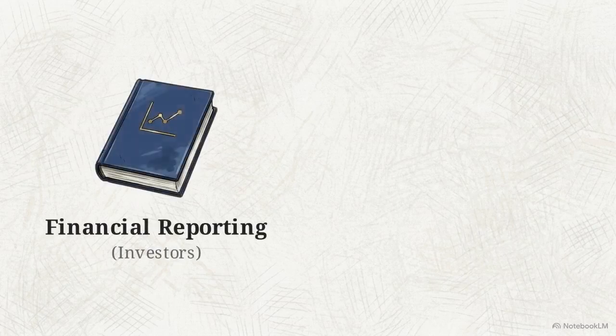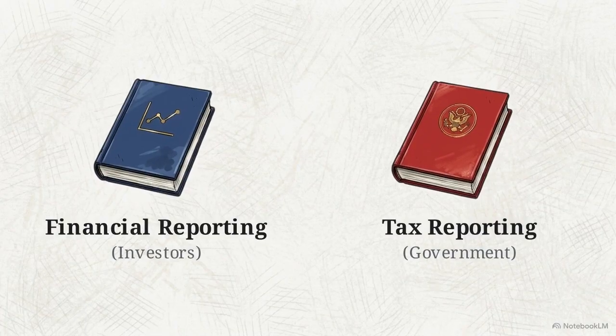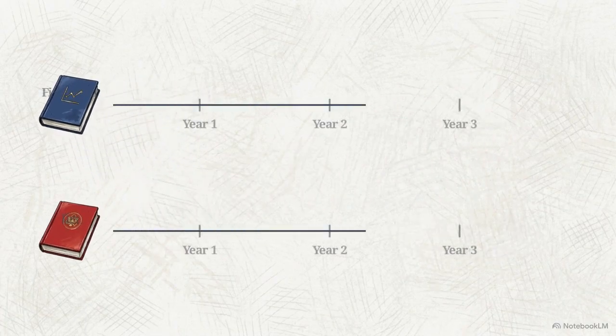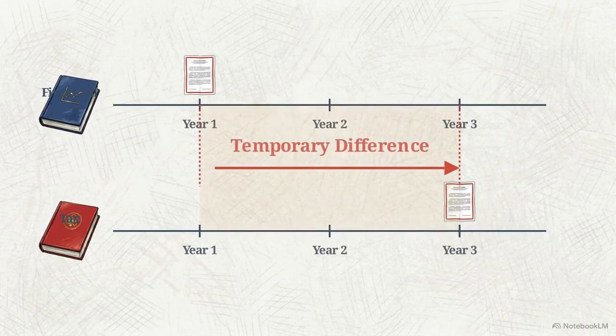On the left, financial books use accounting rules for investors. On the right, tax books use government tax codes. Because they have different priorities, they disagree on when to recognize expenses or income. This timing gap is a temporary difference.